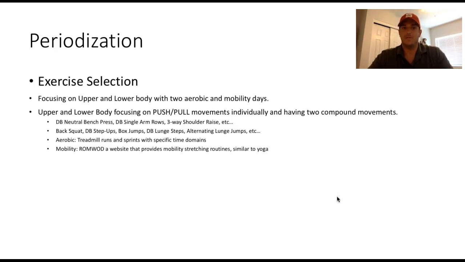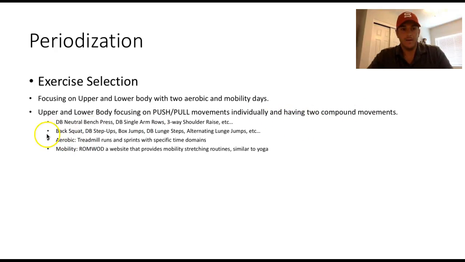Exercise selection, we're going to focus on upper body and lower body routines. So one day will be an upper body, next day will be a lower body, followed by 2 days will be an aerobic and mobility stretch day. And the last day will be an active recovery, or some call flush day. We're going to focus more on the push-pull movements, individually having 2 compound movements.